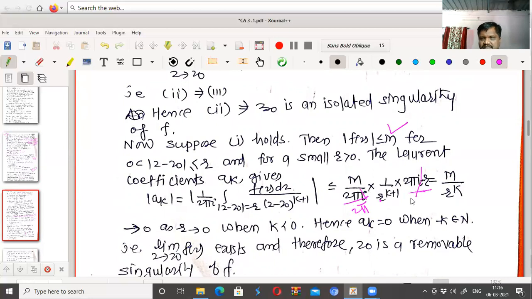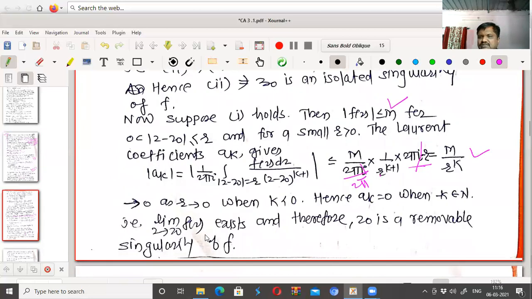Okay. So I is not here. So you get m upon r to the power k. 2 pi cancels. And so coefficients ak will tend to 0 as r tends to 0. Isn't it? So when k less than 0, then ak equal to 0.